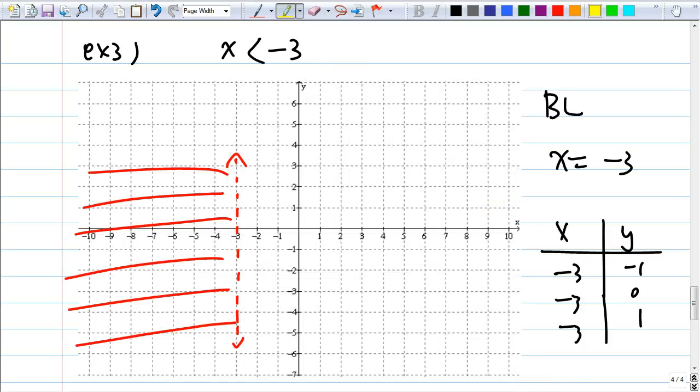Does that make sense? So this vertical line separates the coordinate plane into 3 sets of points: one on the left, one on the right, and one on this line. So we're looking for all the points that are on the left. Okay, does that make sense? Any questions? This is pretty straightforward. Good.